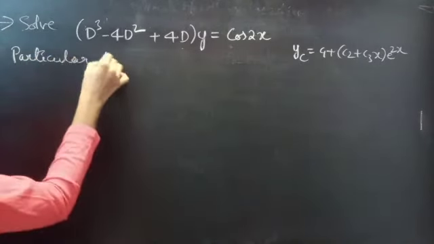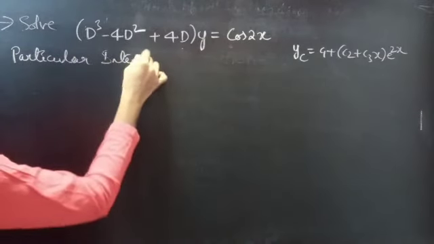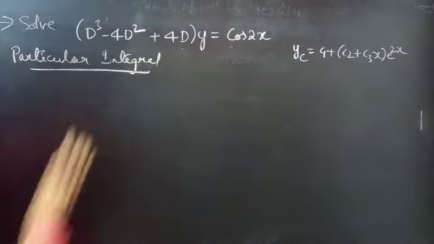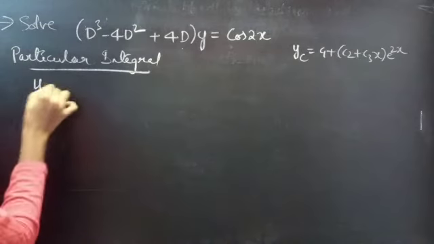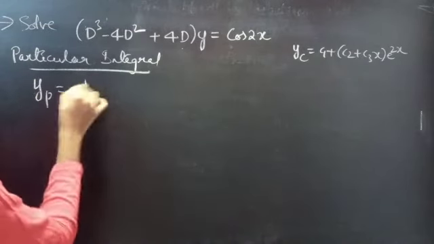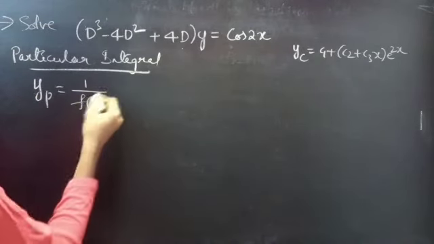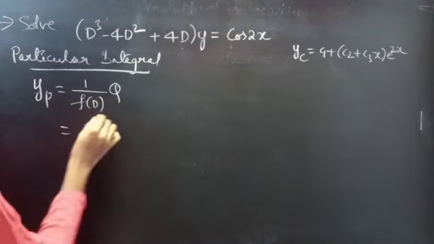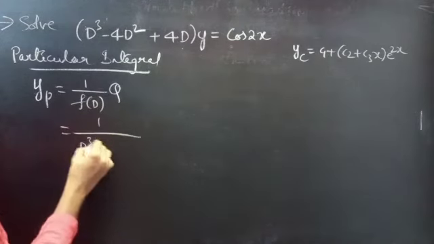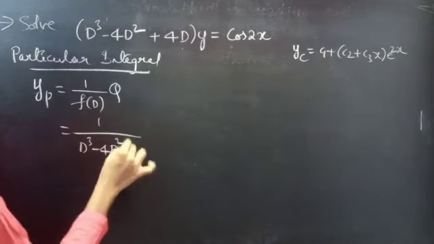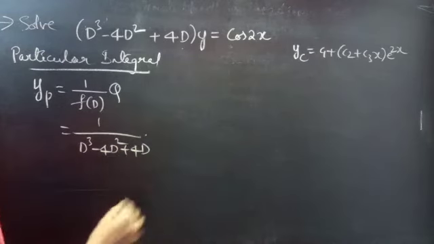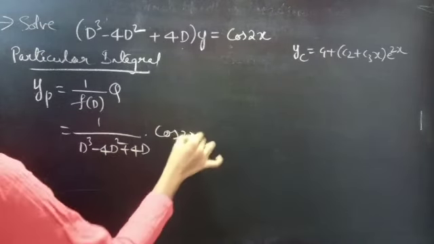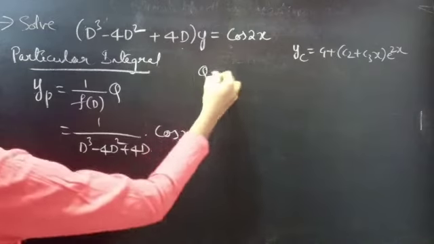Particular integral. We can find the particular integral using 1 by f of D into Q, which is equal to 1 by D cube minus 4D square plus 4D into Q. Here Q is in the cos ax form.